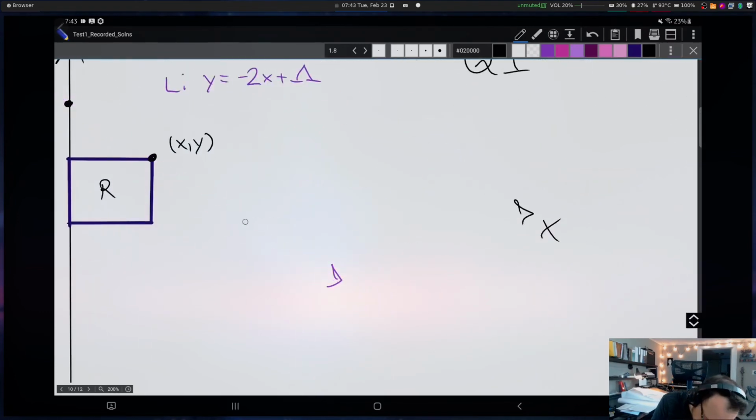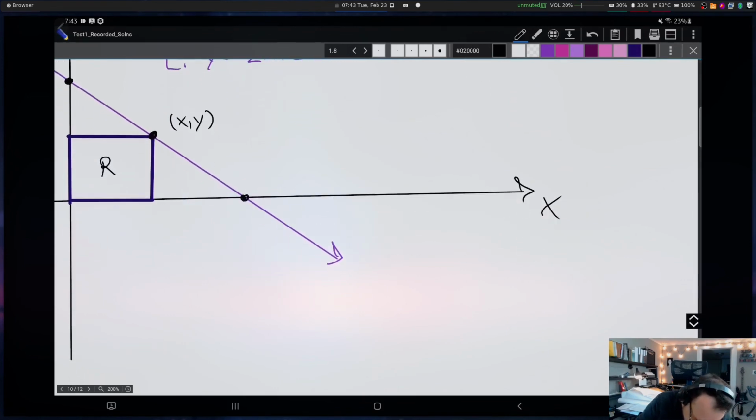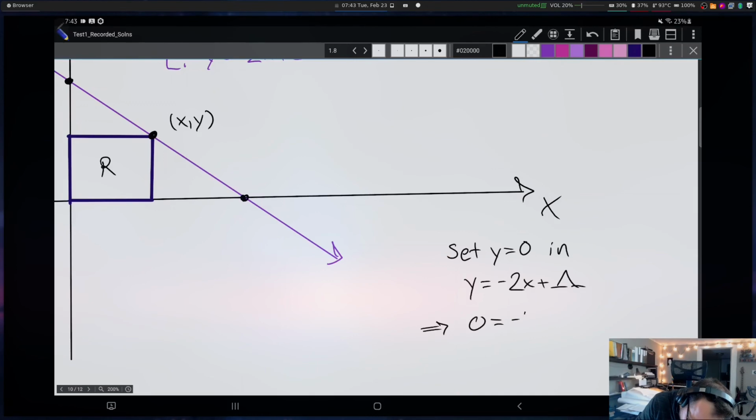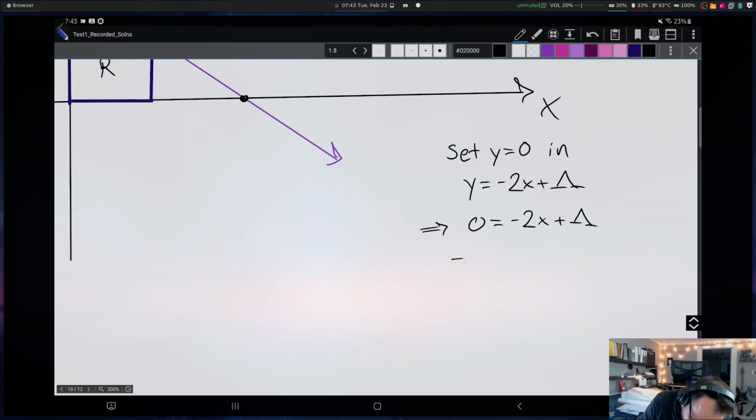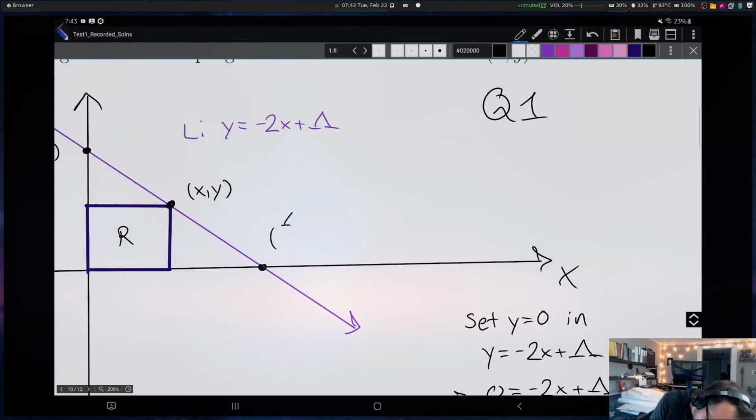And let's look at this intercept too. Let me do some scratch work over here. So I want to set y equal to 0 in y equals negative 2x plus lambda. Then I get 0 equals negative 2x plus lambda. Subtract lambda over and divide through by negative 2. I get x equals lambda halves. So here I have lambda halves and 0.